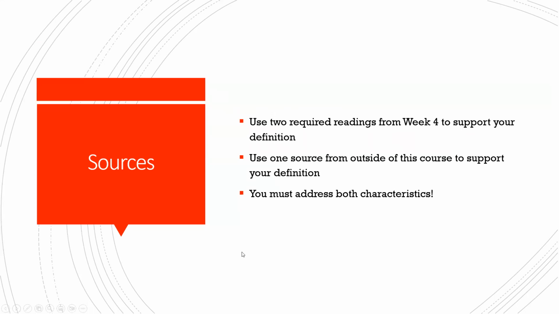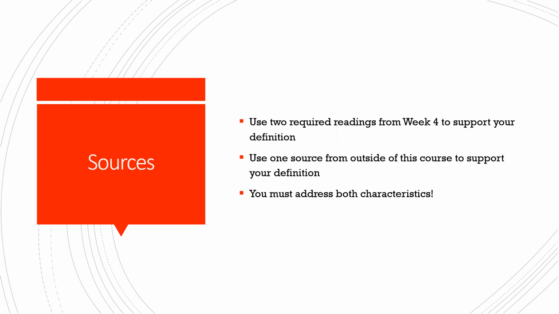Okay, so the next thing that you're going to do is you're going to use sources to support your definition. You can think of your definition as a thesis statement. So you're saying, this is what I think appraisal is, and then you are going to use sources to support that argument. So you're required to use 2 readings from week 4 if you choose appraisal to support your definition, and you are required to use 1 source from outside of this course to support your definition. So in this instance, your outside source would be related to appraisal as well.